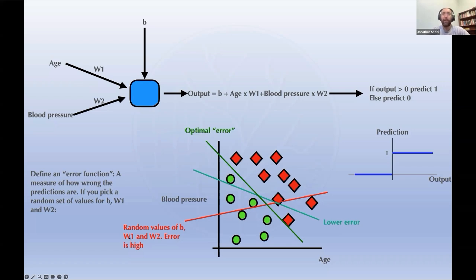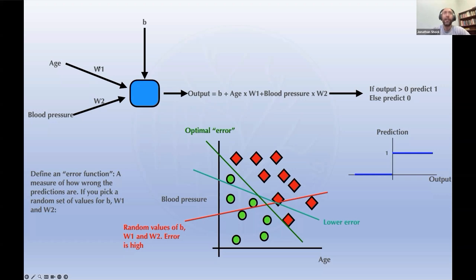So if I take some random value of B and W1 and W2, what that corresponds to is some decision boundary, some line here. And we can see that that's a terrible decision boundary. It doesn't correspond to this data at all. In fact, there's a large error in our predictions. If we use this to make predictions, a lot of them would be wrong. This one here would correspond to a slightly lower error than this really terrible one, and this corresponds to changing the values of W1 and W2, which correspond to the synapses in your brain. Whereas this one is really the optimal error, which is the optimal value of W1 and W2.